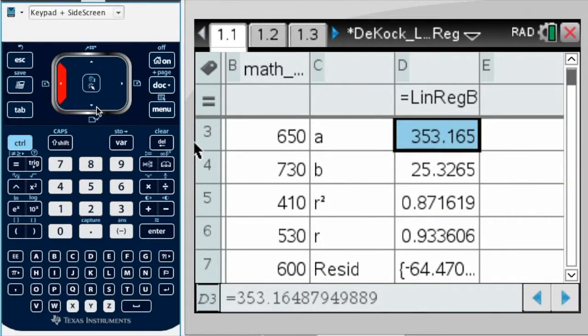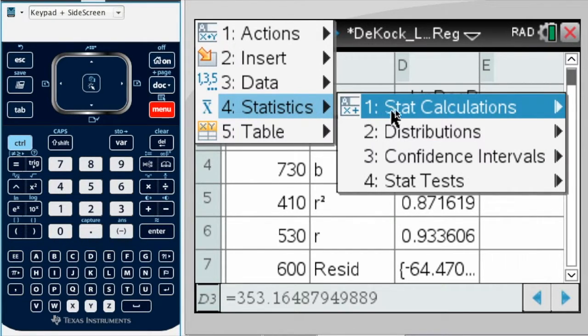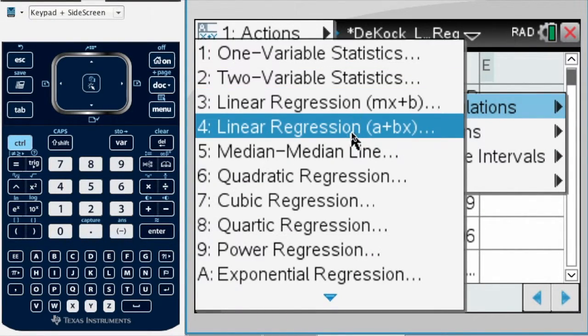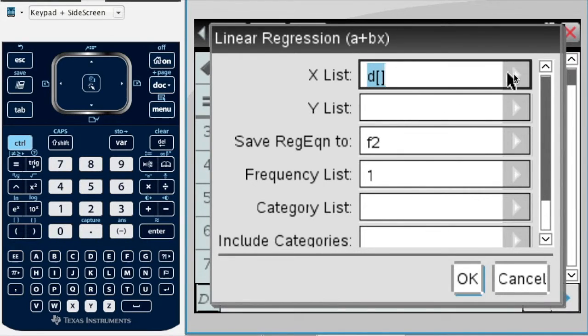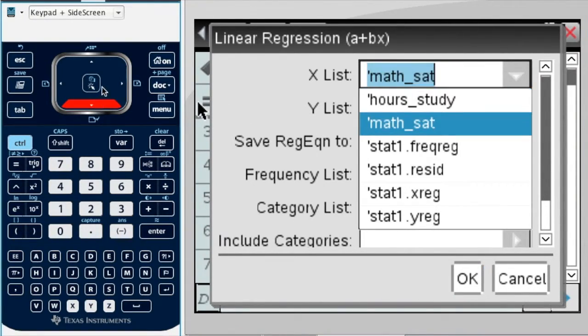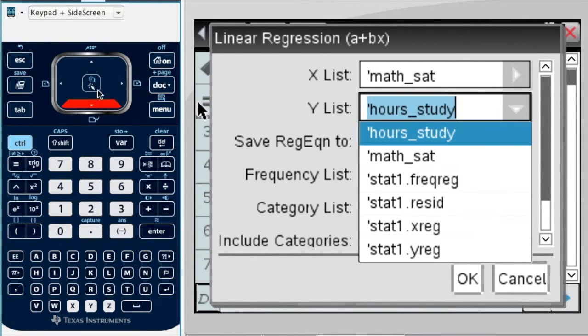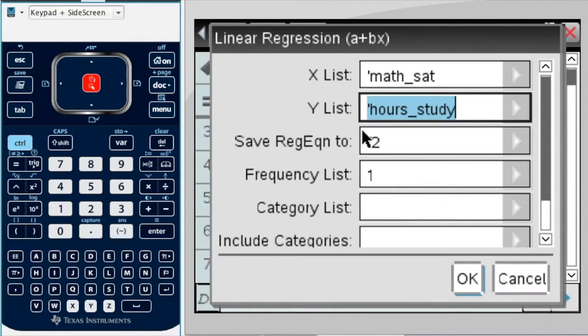I'm back on my list and spreadsheet page. I have my cursor in column D because the calculator output would be put into the next column over in column E by default. So press Menu, Statistics, Stat Calculations, Linear Regression a plus bx. It's the same thing we did earlier, but this time I'm going to have my X variable be the Math SAT and have it predicting the hours studied. This time, notice it's going to save it in F2.